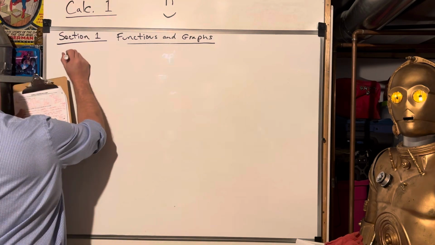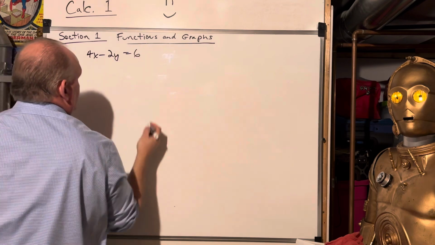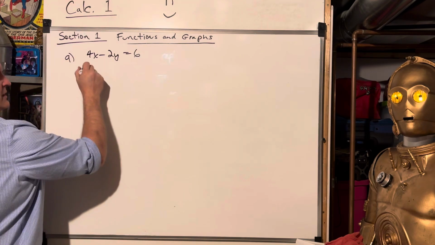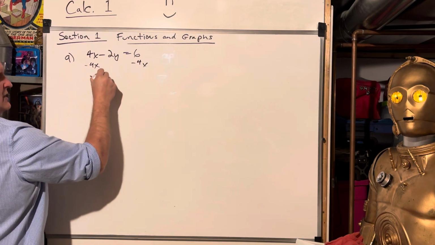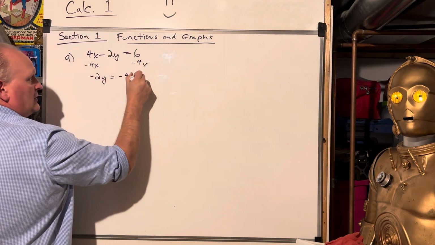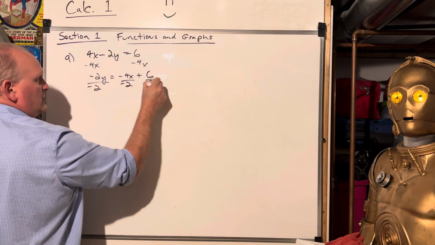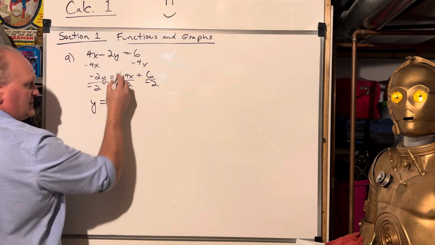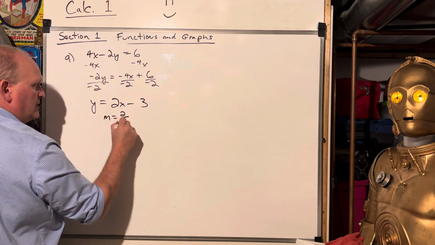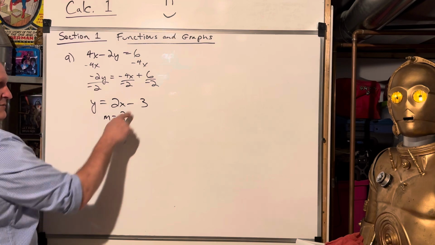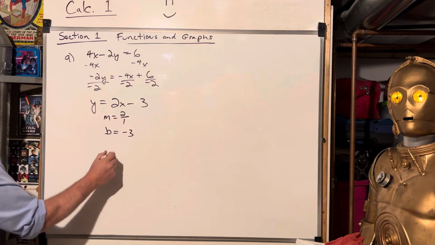All right, so for the first one, we have 4x minus 2y equals 6. So this one, we're going to isolate the y. We'll solve for y. And divide everything by -2. We're solving it out for y, so we have y equals mx plus b. Remember, 2x minus 3. So the slope is 2 over 1. The starting point on the y-axis is -3. That's why it's called slope-intercept form.